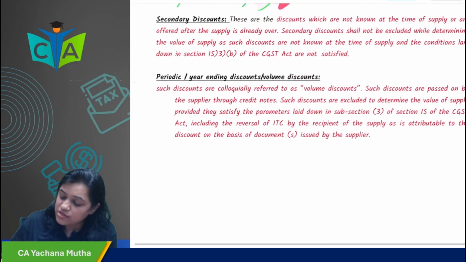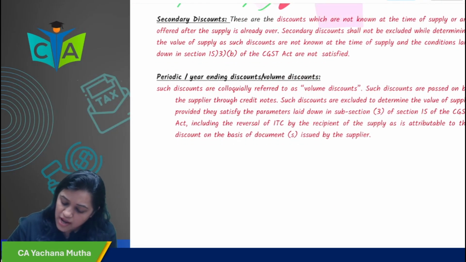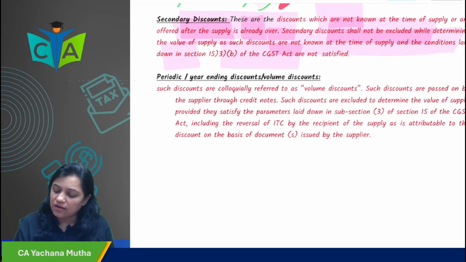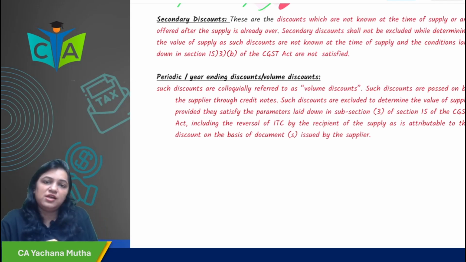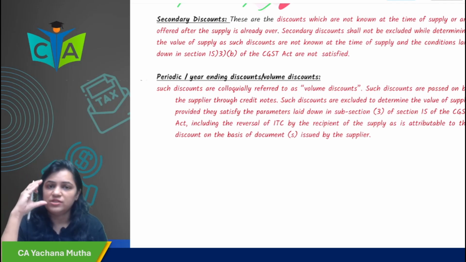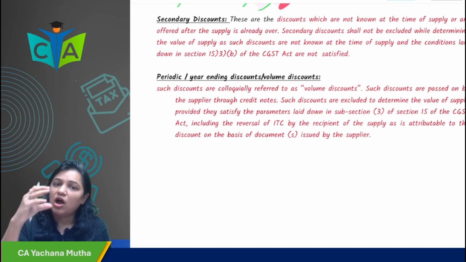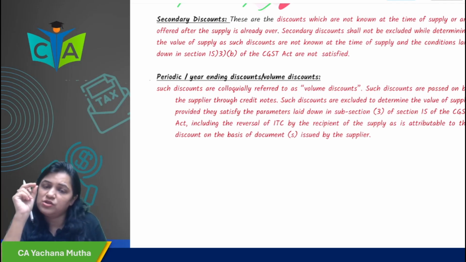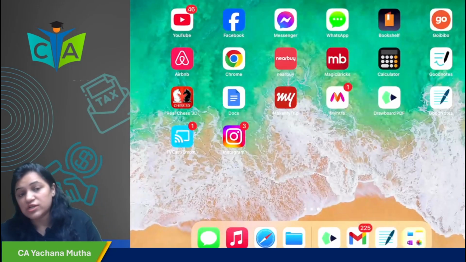Next, there are secondary discounts which are not known at the time of supply or are offered after the supply is over, and they will not be excluded while determining the value because these are not known at the time of supply and the conditions are not satisfied. For example, we have seen the example in the class. You remember the purchaser has purchased Mary biscuit of 10 rupees from a person. However, later on he came to know that other dealers are giving it at 9 rupees. So he knows that there is a difference of 1 rupee, which is the discount which other people are offering.